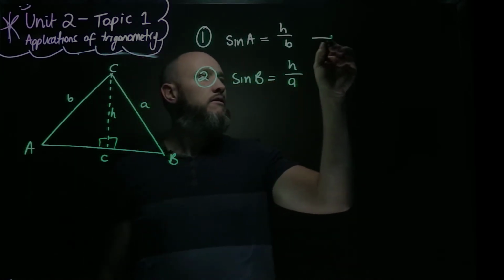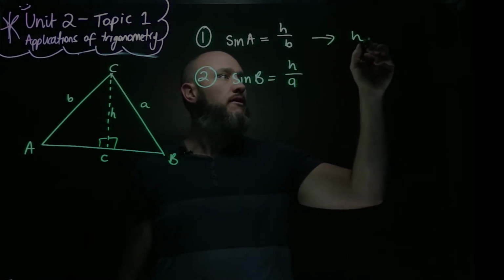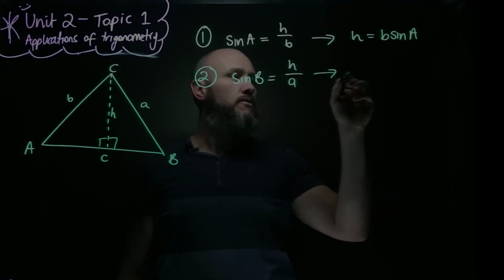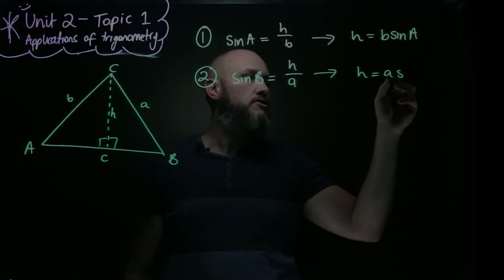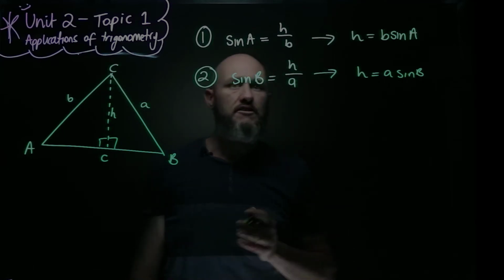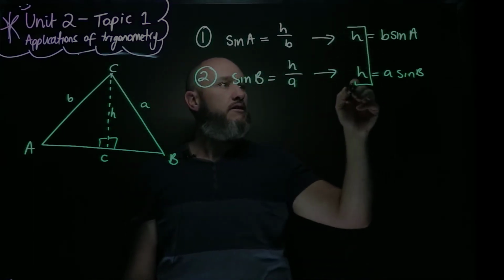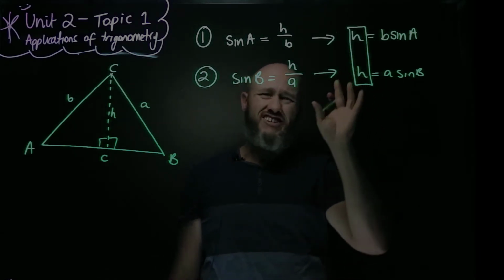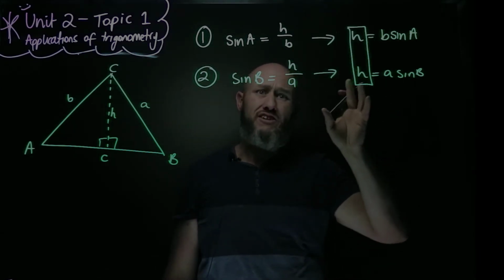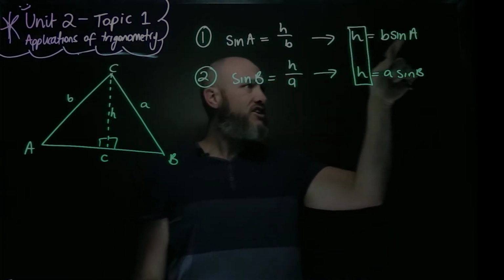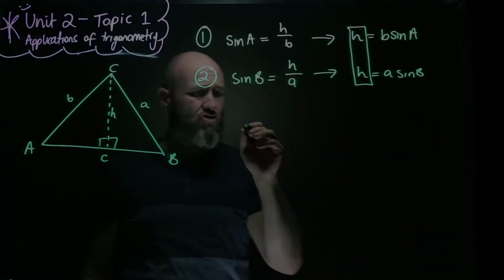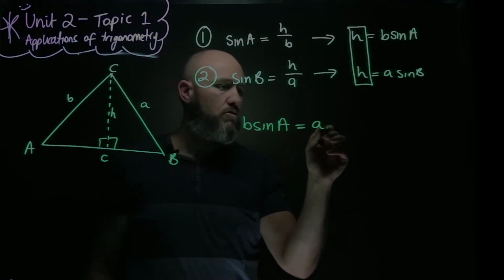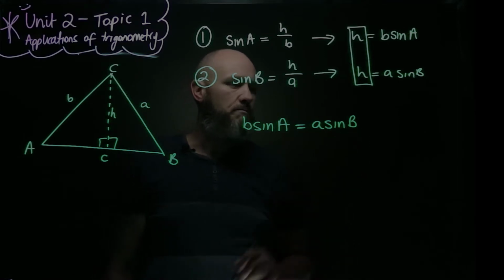Now, equation 1 leads me to, if I multiply it out, height is equal to B sine A. And equation 2, if I multiply it out, height is equal to A sine B. Okay, now this is good because that can now be eliminated or use the substitution. So we're now going along the simultaneous equation line in a sense. So if h is equal to this stuff and h is equal to this stuff, then naturally B sine A must be equal to A sine B.